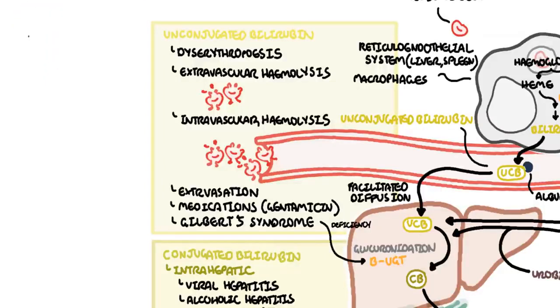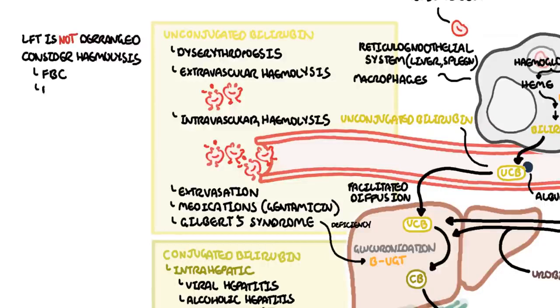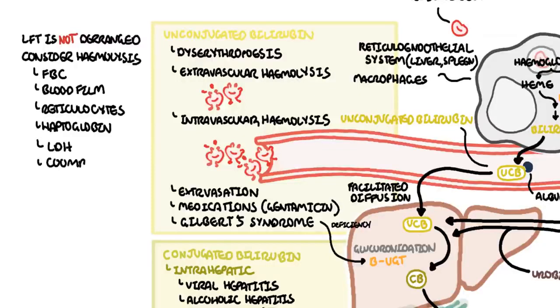In jaundice with unconjugated bilirubin, the liver function tests are not deranged. This is because they are usually due to problems with red blood cells. So, in this scenario, consider ordering a hemolytic screen, including a full blood count, blood film, reticulocyte count, haptoglobin, lactate dehydrogenase, and the Coombs test.